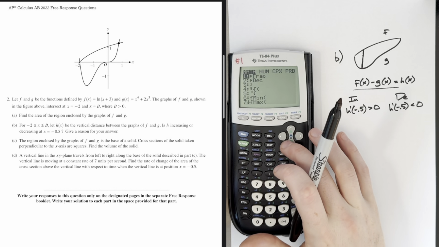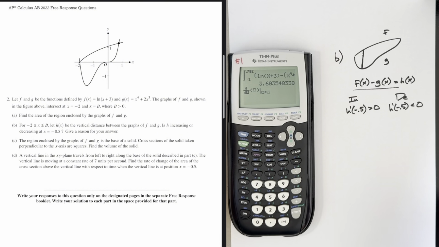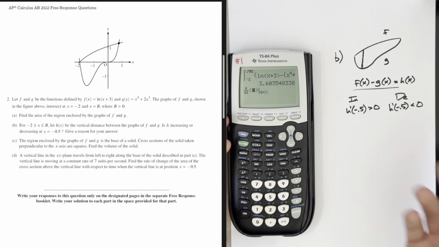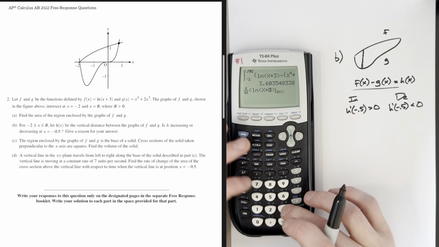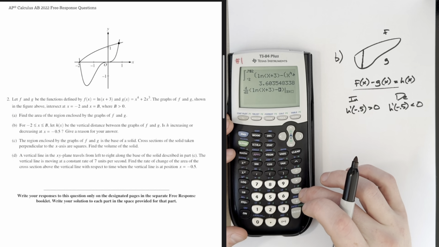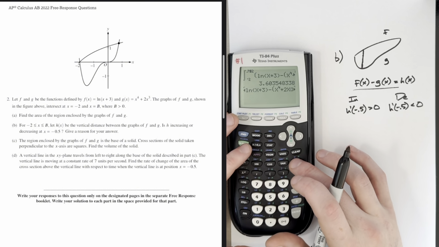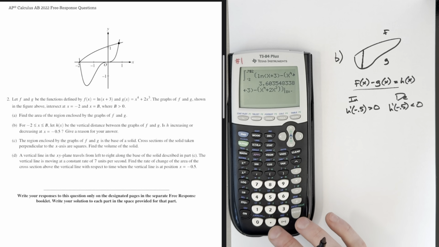See what the value is. Now, once again, I have a really awesome tool in the calculator, this nDeriv, right? Number 8 in the math section. If I click it, I can take a derivative at a point. So I'll do d/dx and then plug in my function f of x minus g of x, which would be the ln of x plus 3 minus x to the 4th power plus 2x cubed. So that's just f of x minus g of x, and I will evaluate it at -0.5, which will give me h prime of -0.5.